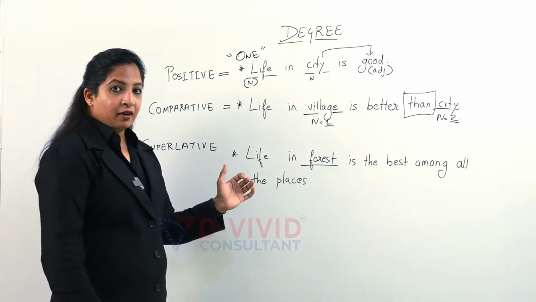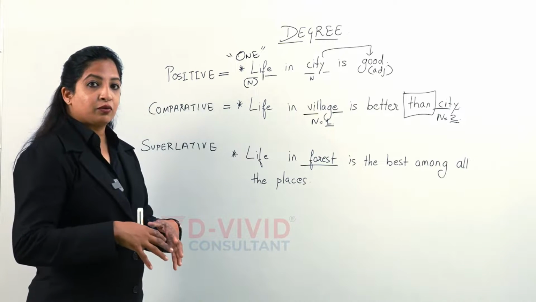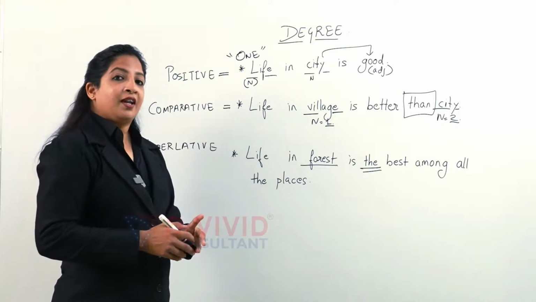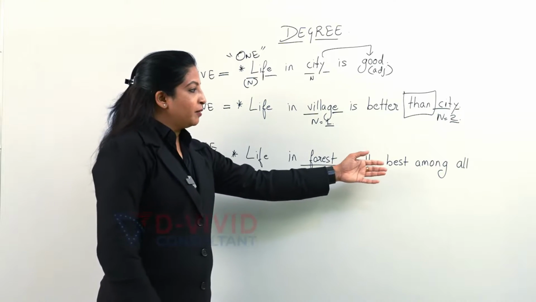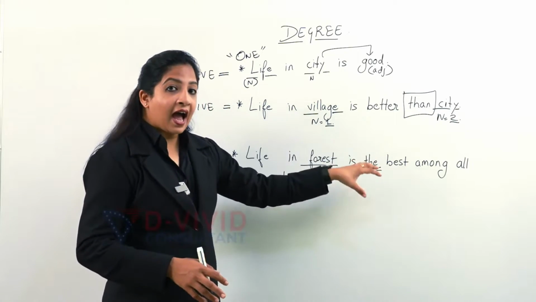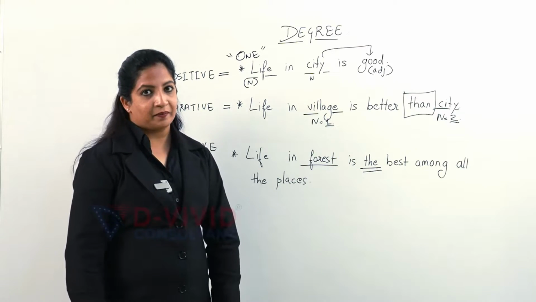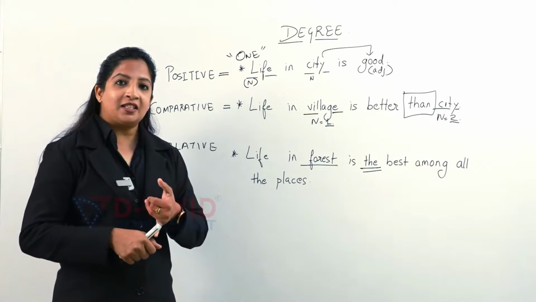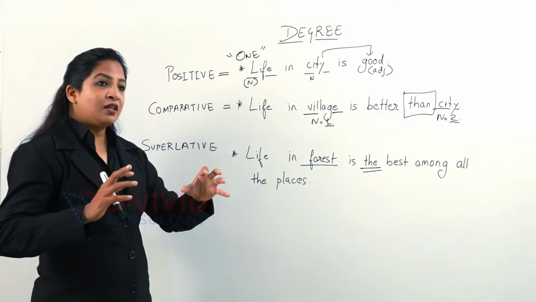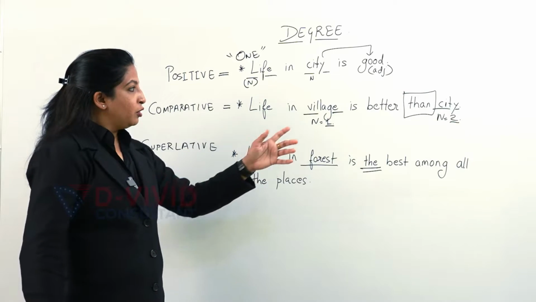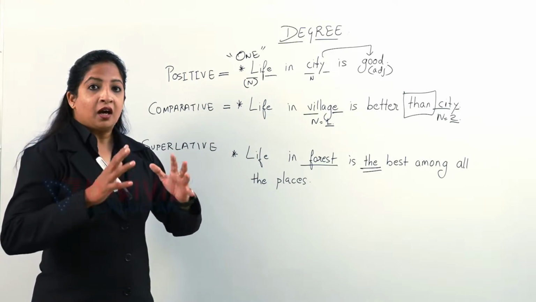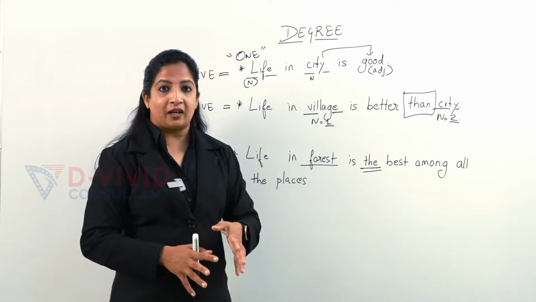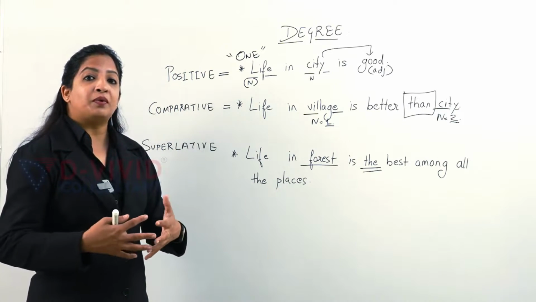Now what do you have to pay attention to when you are using this degree? The article the. Whenever you're using the superlative degree, before the degree, the article the has to be placed. So whenever you work with degrees, the first thing to keep in mind is that if you are comparing only two nouns, you have to use comparative degree. If you compare one noun with others, meaning more than 2 nouns, you have to use superlative degree.